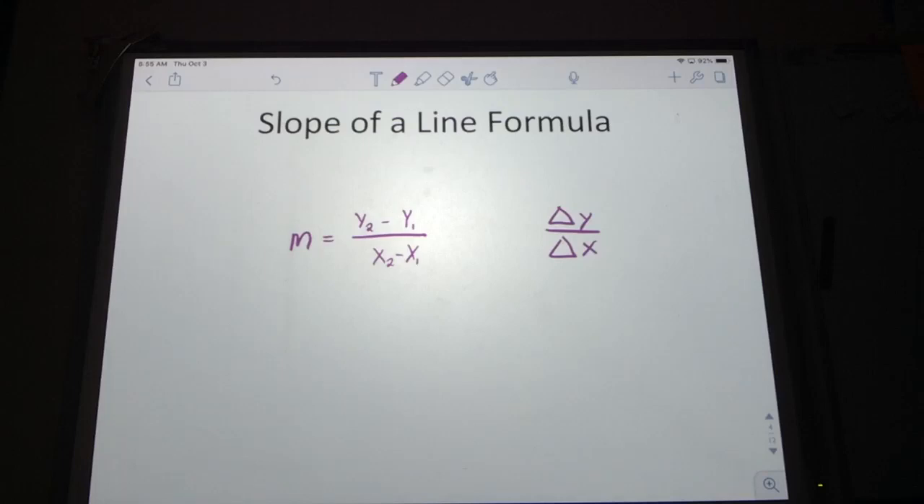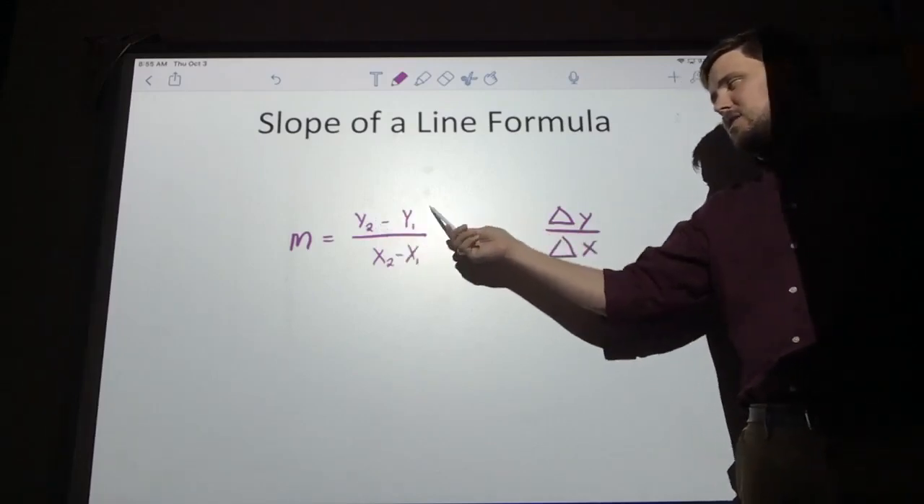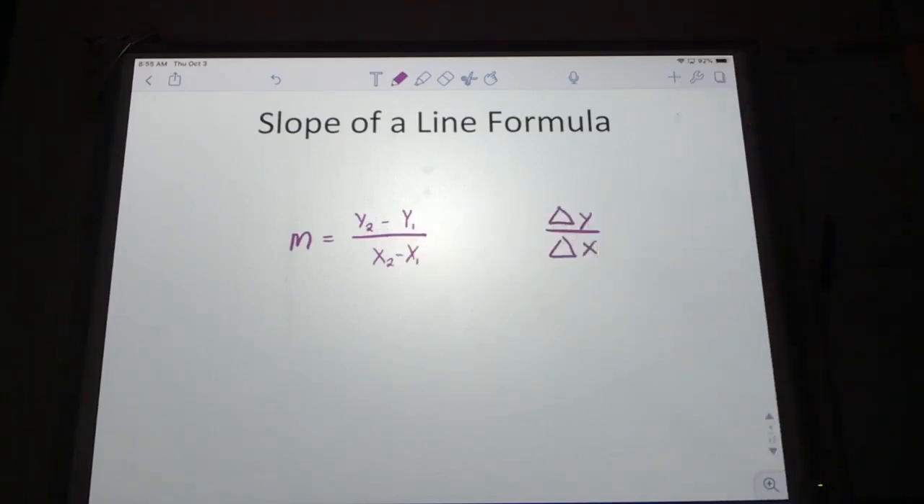Okay, so there's our formula. Again, I might not be giving that to you, so we need to have it memorized, but we will use it enough where it should be memorized anyway. Lastly, remember it's rise over run. So that means the y's go on the top. The rise goes on the top, and the run goes on the bottom.